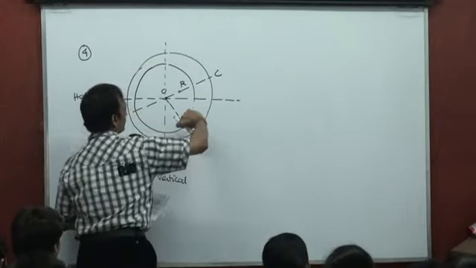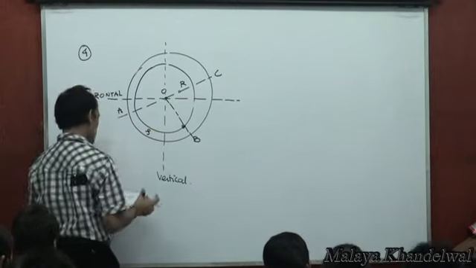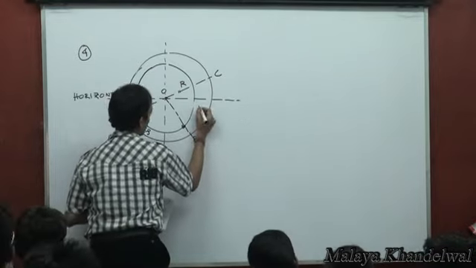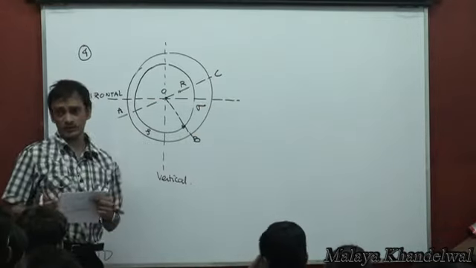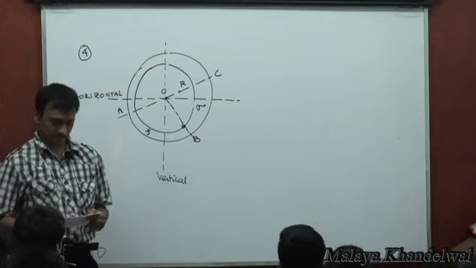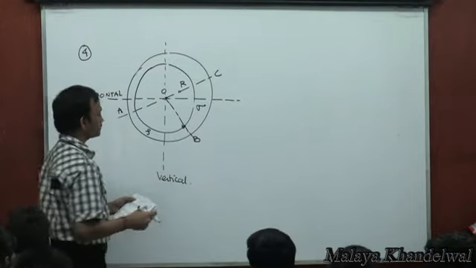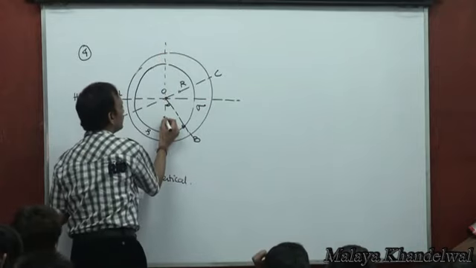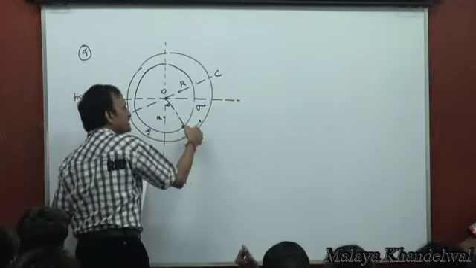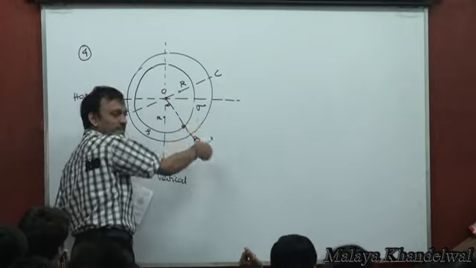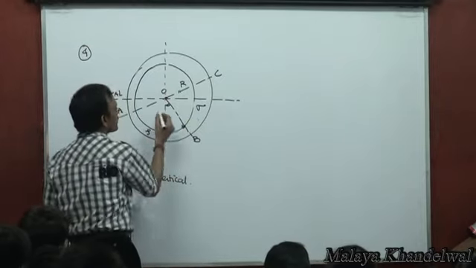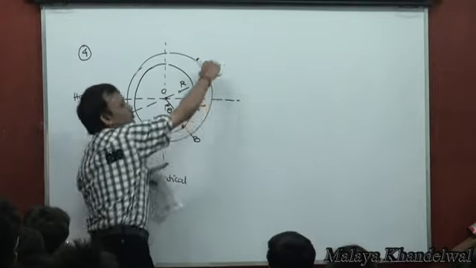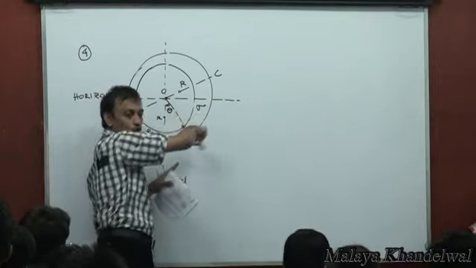In AB, there is liquid of density rho, and in BC, there is liquid of density sigma. This is the vertical radius r, and this is the radius at the interface. See, OB is the radius at the interface. And realize that AB is equal to BC, that's given in the problem.